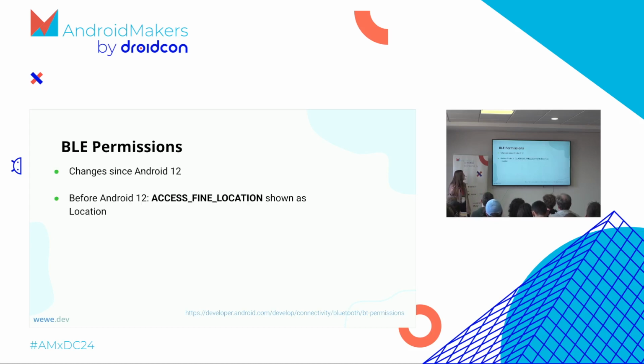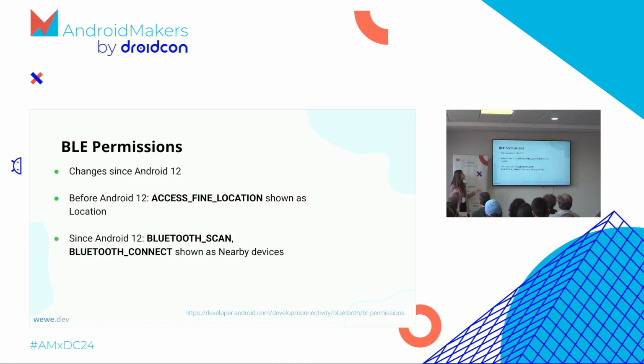So, as I said, the permission system has changed. Before Android 12, we were using the access file location permission, which was shown as location, to be allowed to connect to the external device. Since Android 12, we have Bluetooth Low Energy permissions. When we'd like to scan for a device, we need to request the Bluetooth scan permission. When we'd like to connect, it is the Bluetooth connect permission. Both are shown as nearby devices, but it's only a few things that I highlighted here. It's more complicated. Follow the documentation because we don't have time for this today.